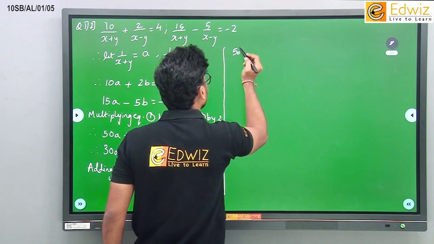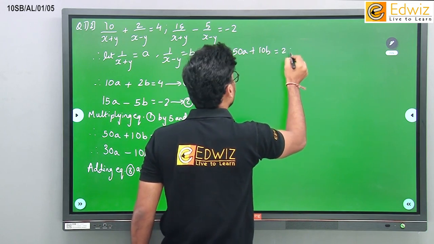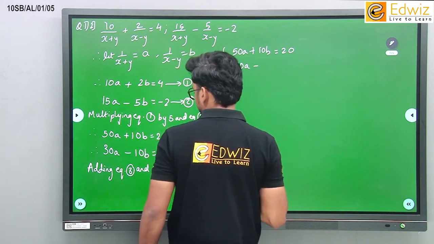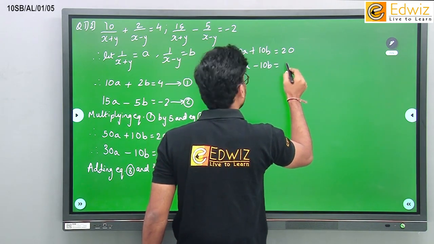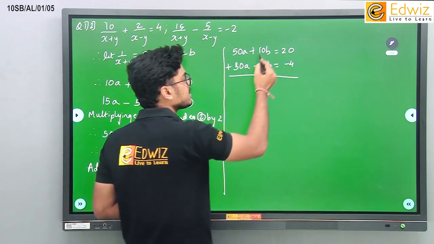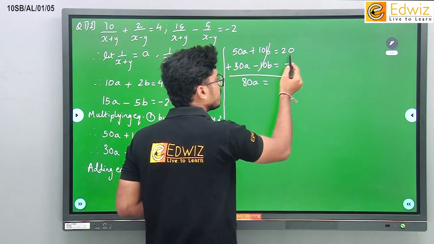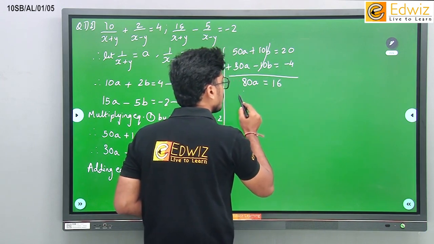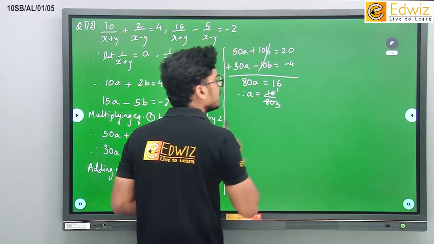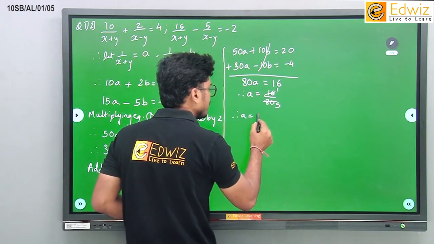50a plus 10b equal to 20, plus 30a minus 10b equal to minus 4. Okay, addition में there are no changes in sign, so directly addition करेंगे. This is getting cancelled. 50 plus 30 is 80a and 20 minus 4 is 16. So a का वैल्यू आ रहा है 16 upon 80, which we know it is 1 upon 5. Correct? a is 1 upon 5. a का वैल्यू आया 1 upon 5.